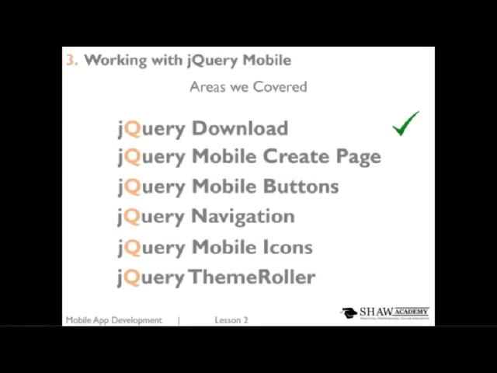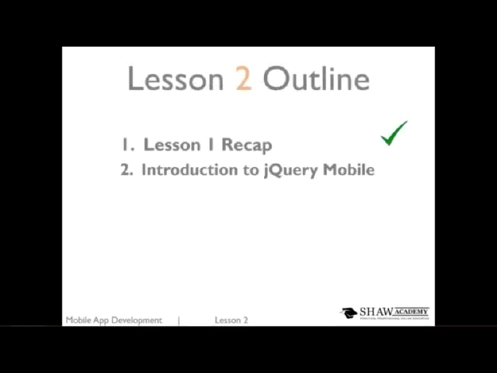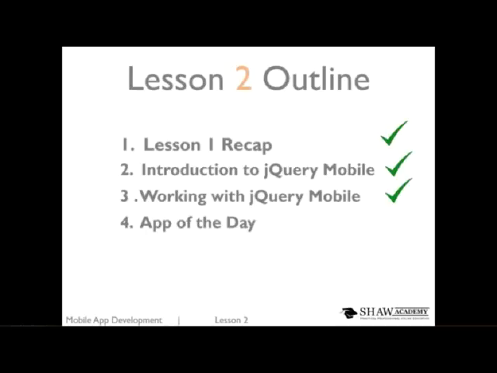So we downloaded jQuery, okay, guys, and then we downloaded our software as well. I recommended Sublime. You don't have to use that. We created our page, we created buttons, we created our navigation, we added icons to buttons, and we looked at ThemeRoller. Guys, we did all of that within an hour. And I mean, you've actually covered so much. You've learned how to build a page of a mobile app, and you've learned how to create a button for it, how to create a navigation. Next week we're going to put it all together and we're going to style it as well. That's what we've done. Okay. We've done our recap, we've done our introduction to jQuery Mobile, we've worked with jQuery Mobile.